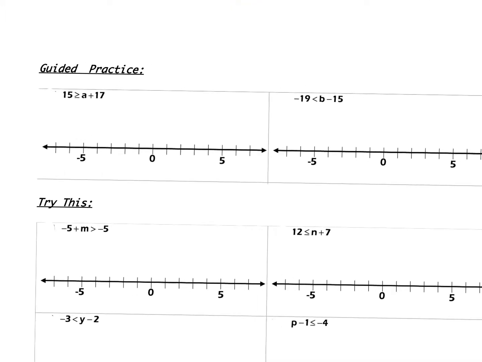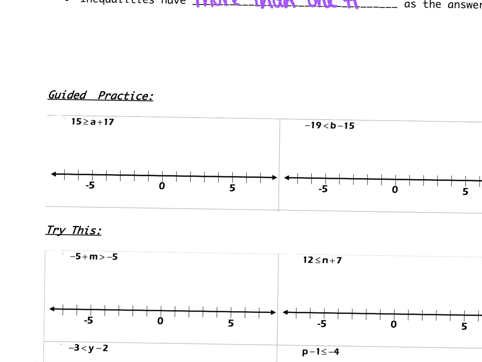So we have 15 is greater than or equal to a plus 17. Well, we need to get a by itself, so we're going to subtract 17 on both sides because it's a positive 17. This will give us 0. This will give us -2 is less than or equal to a. So now we're going to go ahead and place the closed circle, because it's a less than or equal to, at -2.